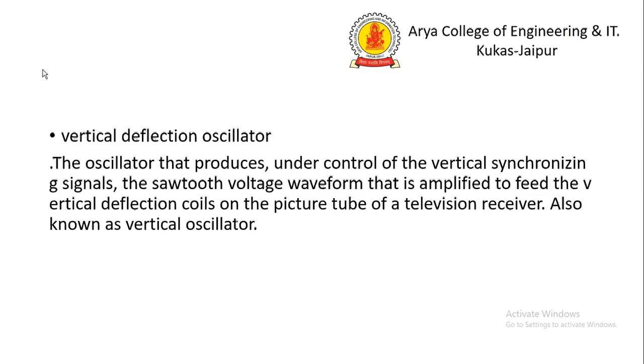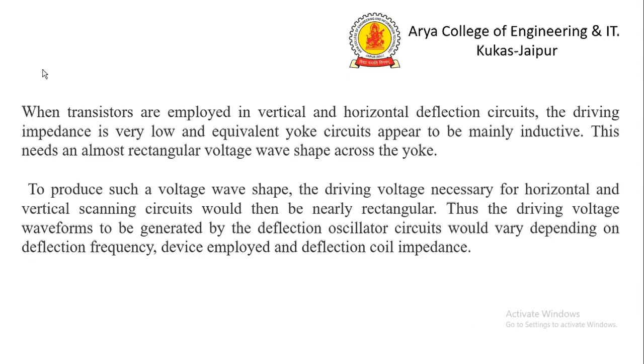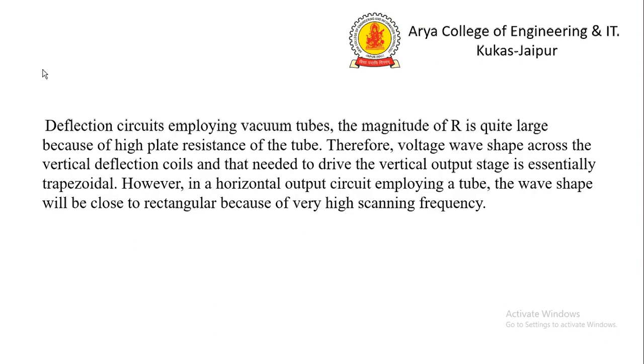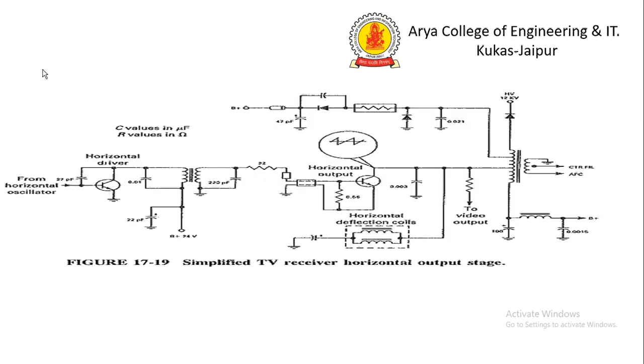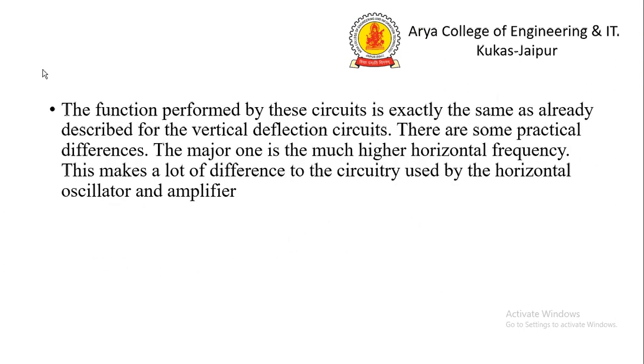So, in this slide, I have discussed the deflection oscillator. In summary, first of all, the definition of deflection oscillator. After this, the necessary requirement of the deflection oscillator: an absolute voltage across the vertical deflecting coils, resulting in a voltage waveform very close to a rectangular wave shape. And this is the simplified TV receiver horizontal output stage block diagram, and the function performed by this circuit is exactly the same as already described.